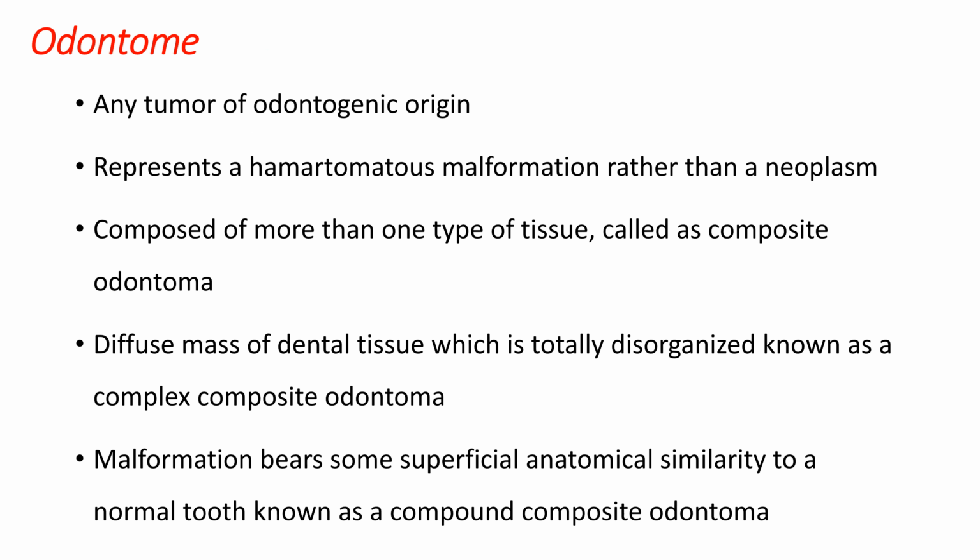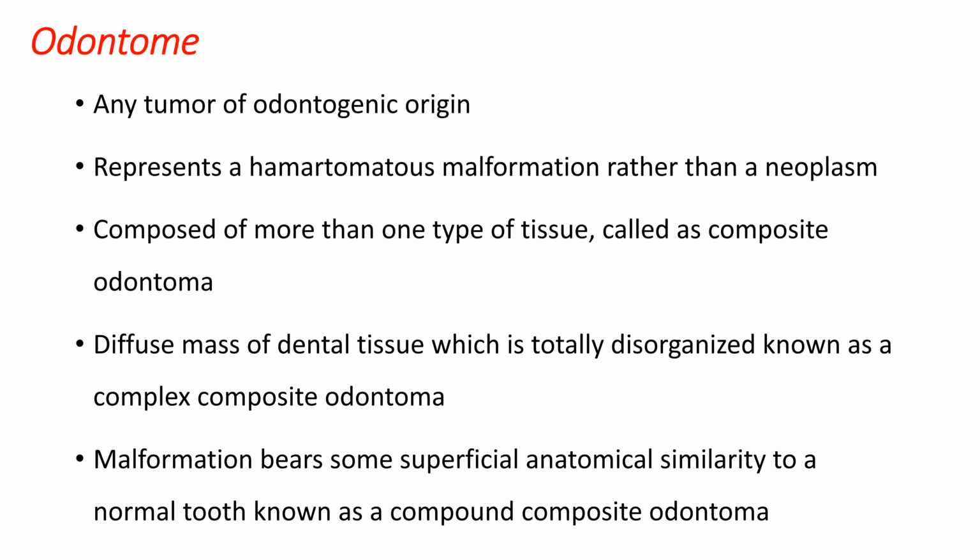Next is odontoma. Odontoma has been listed as a fourth category by Howard. However, this category is not universally accepted. The term odontoma refers to any tumor of odontogenic origin. Most authors accept that odontoma represents a hamartomatous malformation rather than a neoplasm. The lesion is composed of more than one type of tissue and is called a composite odontoma.